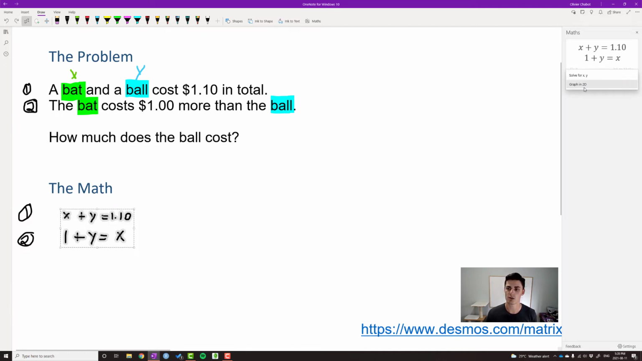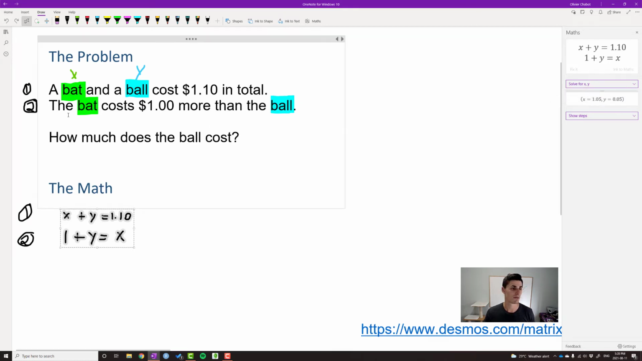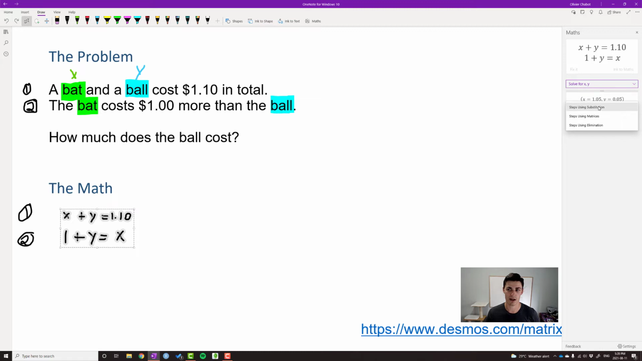And then let's choose an action. The first thing we could do is solve for X and Y. It tells you that the price of X, which is the bat, is $1.05, and the price of Y, which is the ball, is 5 cents. That's pretty neat. You can even show steps, and you'll have substitution, using matrices, using elimination.